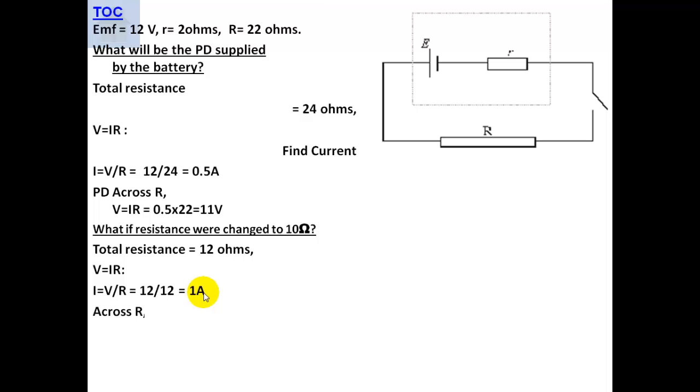So what about across R? Well, we find V is equal to IR, and we find the potential difference across the external circuit, the load, is now 10 volts because the current is larger, which means we have a 10 volt drop across here. This supplies 12 volts, so there must be a 2 volt drop inside the battery.